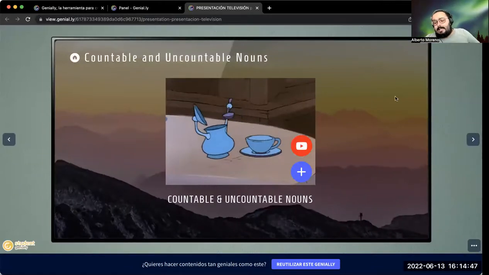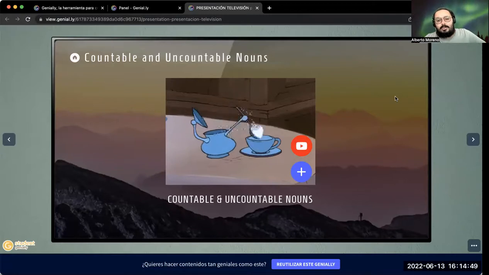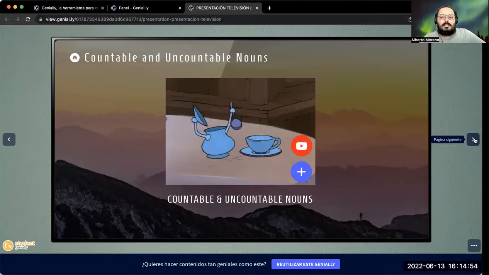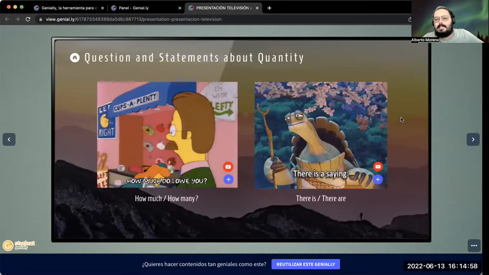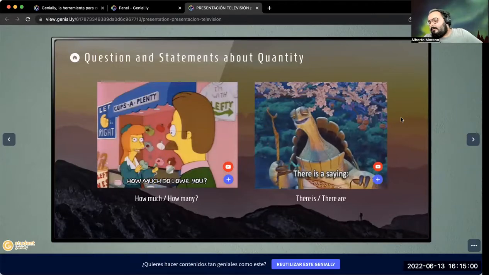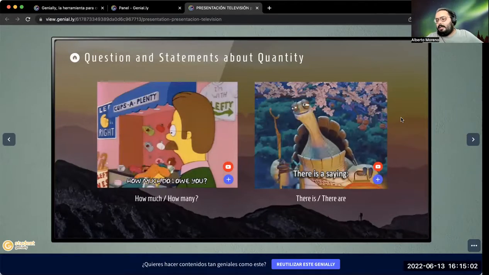¿Alguna duda, pregunta que tengan, chicos, chicas? ¿Los escucho? No. Bueno, vamos a continuar entonces. Question statements about quantity. De esto ya lo habíamos visto.